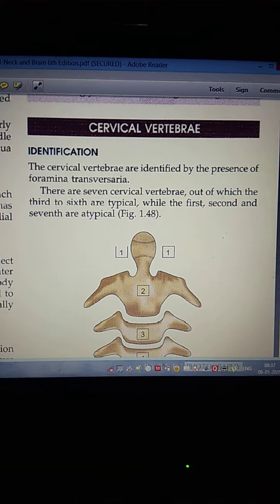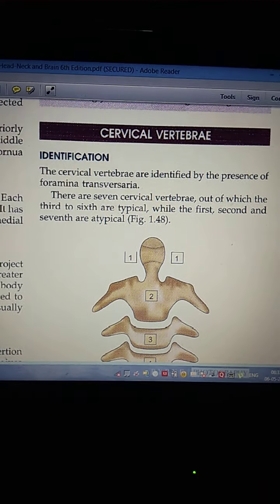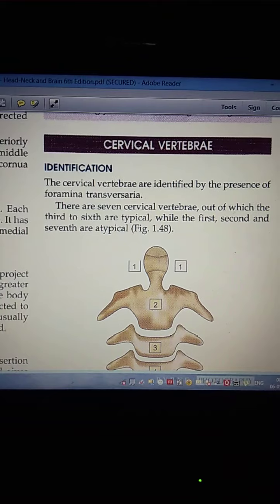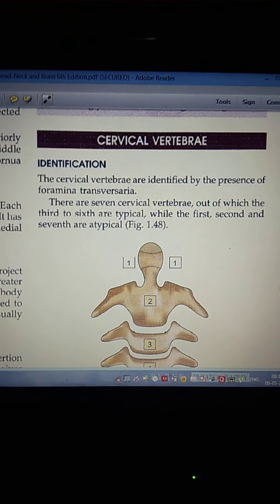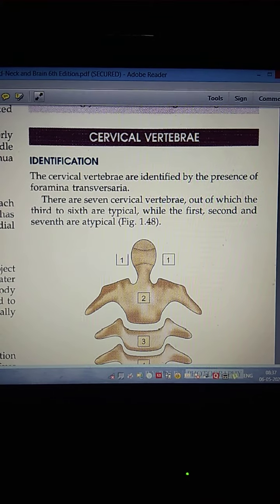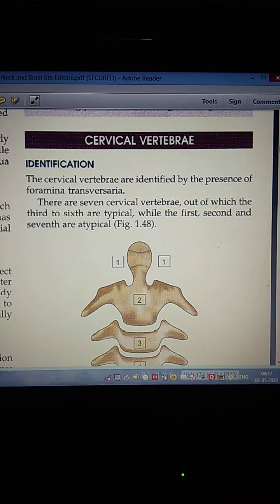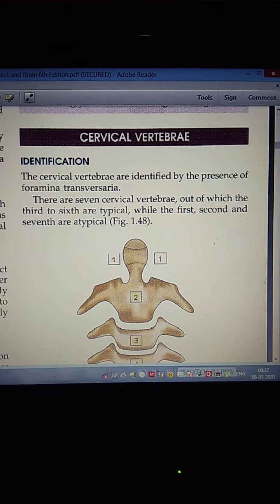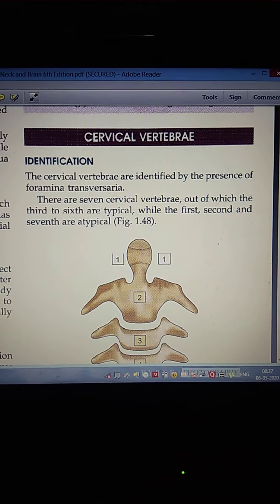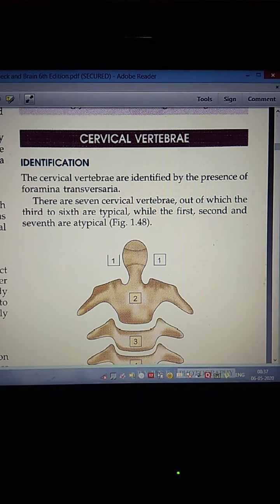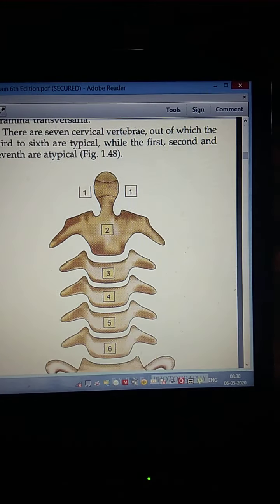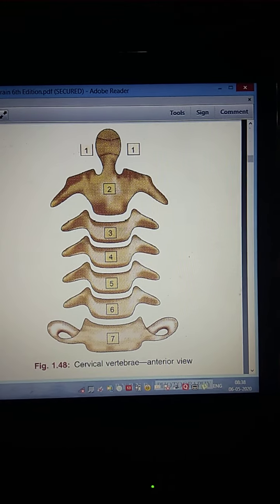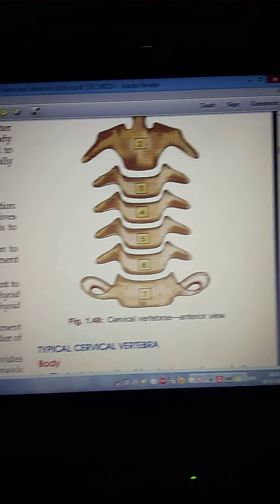Good morning all. Today's topic is cervical vertebrae. Now, identification. The cervical vertebrae are identified by the presence of foramina transversalia. There are 7 cervical vertebrae, out of which the third to sixth are typical, while the first, second and seventh are atypical. You can see the second to seventh vertebrae, anterior view.